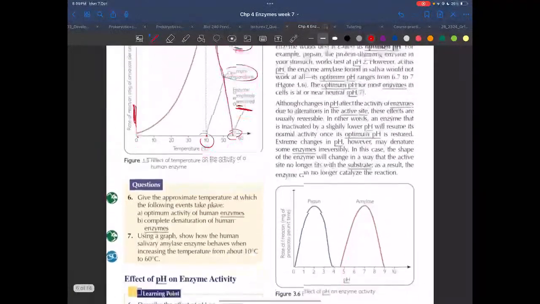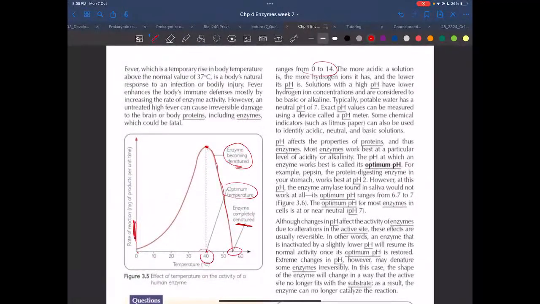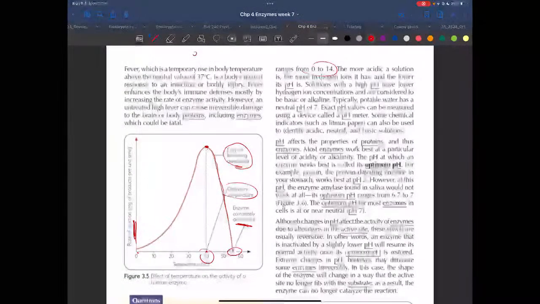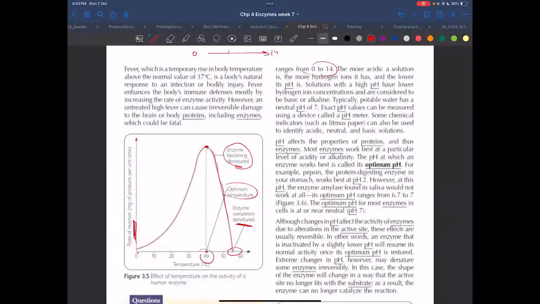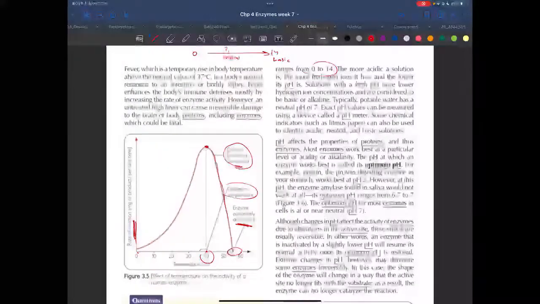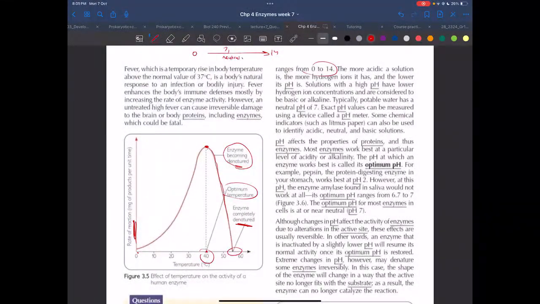And usually the range of numbers is from 0 to 14. We have 7 in the middle. 7 is neutral. 14 and above is basic. So 7 up to here, we call it basic. And from here to here, we call it acidic. So the smaller the number, the more acidic the solution is.